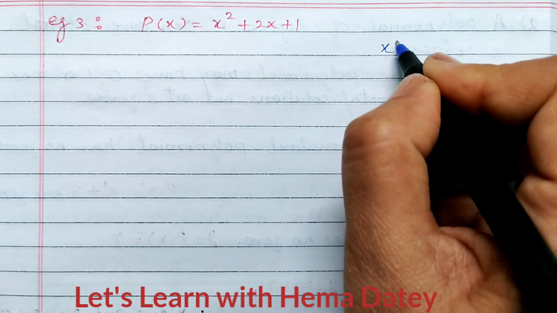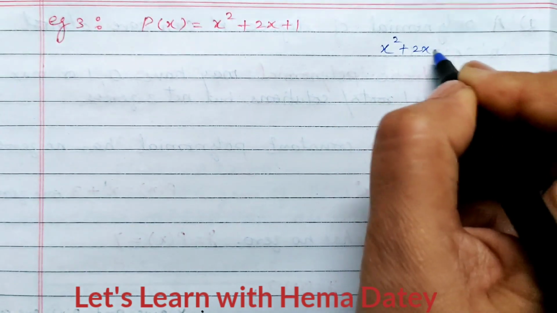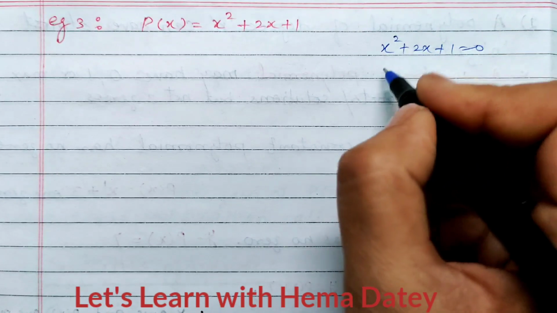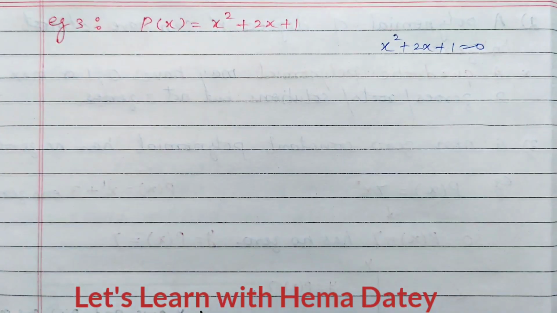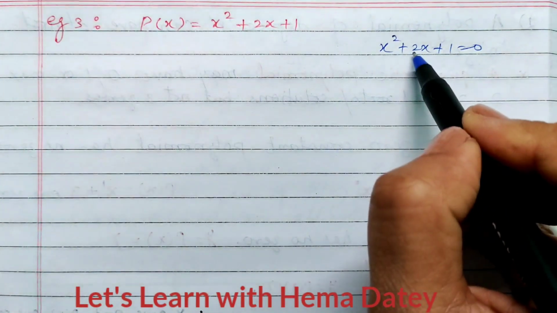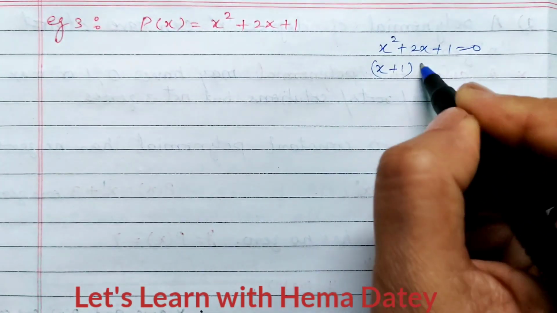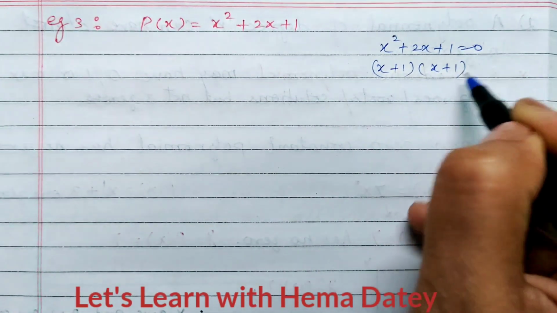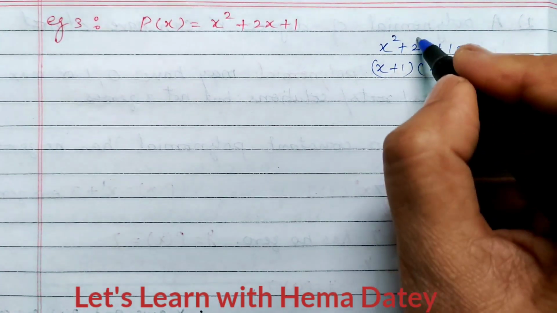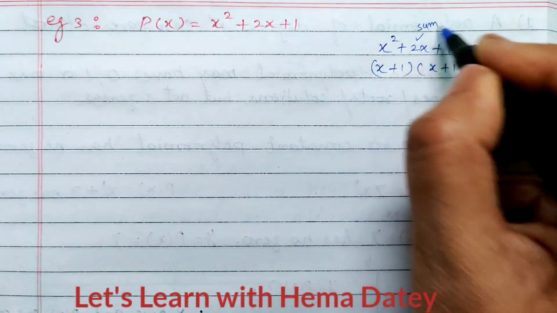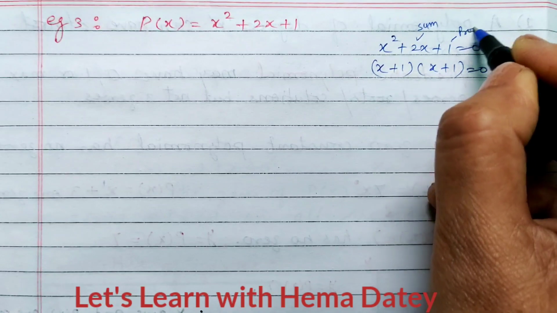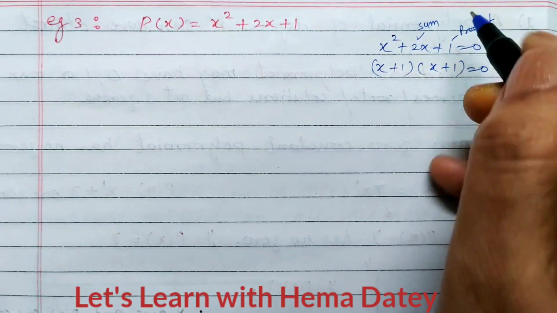Let's take a third example, p(x) equals x square plus 2x plus 1. To get the zeros of this polynomial, put this expression equal to 0. We want two numbers whose product is 1 and whose sum is 2. So the numbers are 1 and 1. The sum of 1 and 1 is 2 and the product of 1 and 1 is 1.